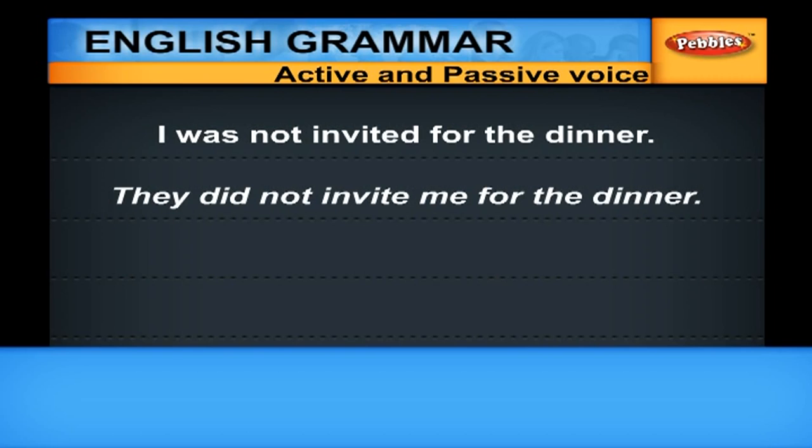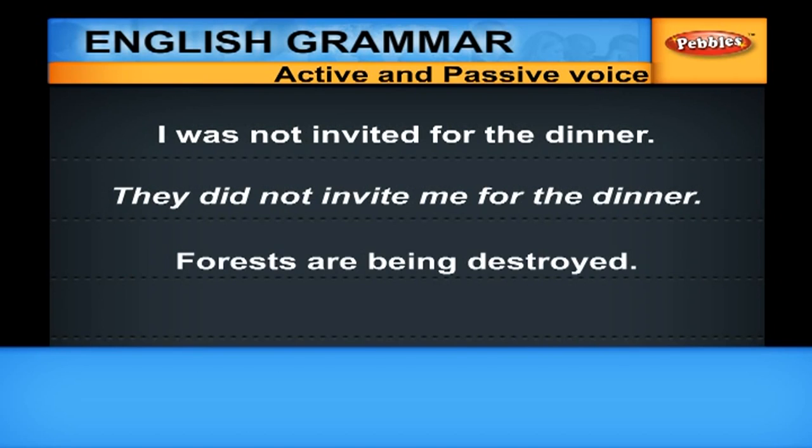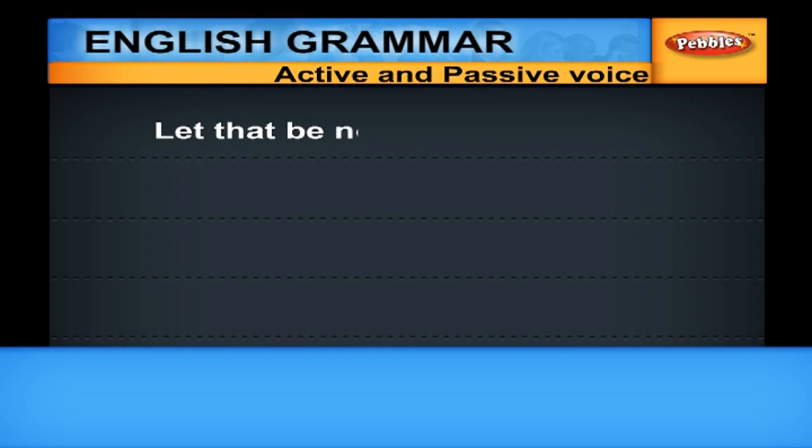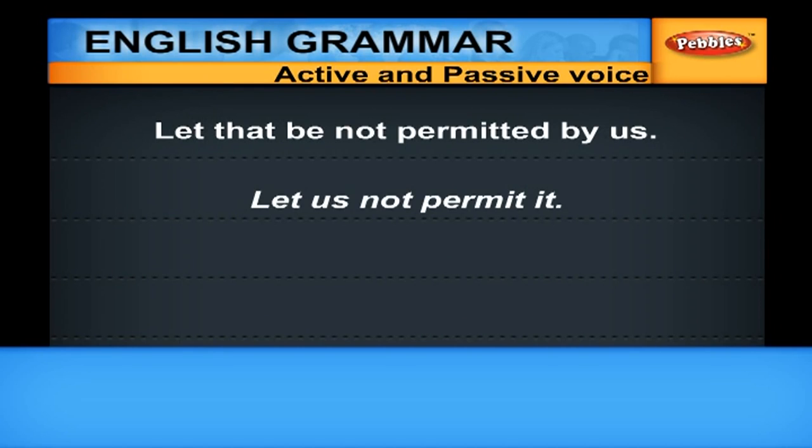Another example for you. Forests are being destroyed. Again, we don't have an agent. You can say, we are destroying forests. Let that not be permitted by us. Let us not permit it.